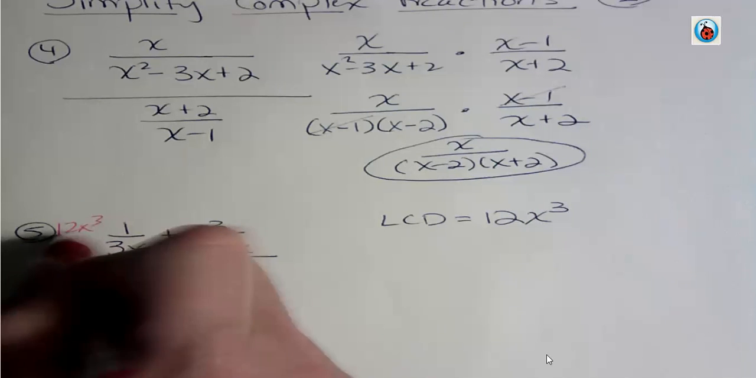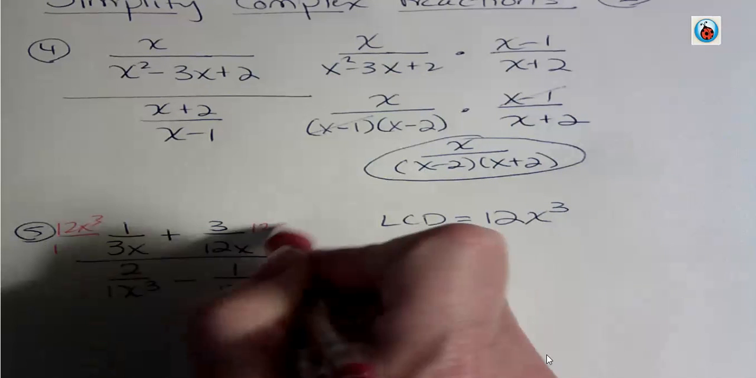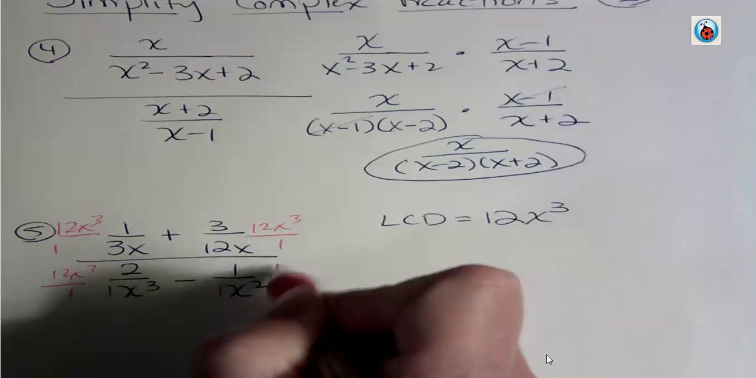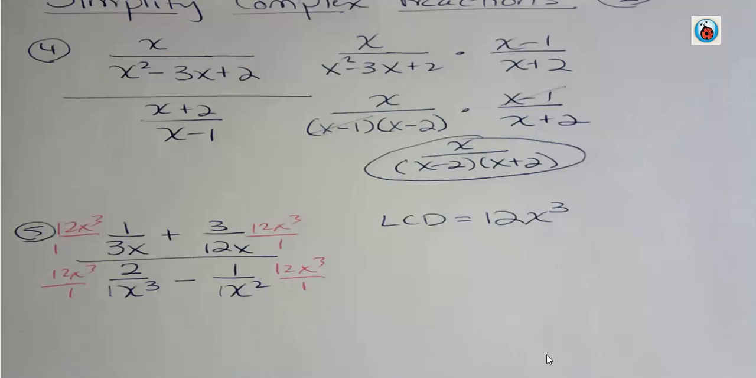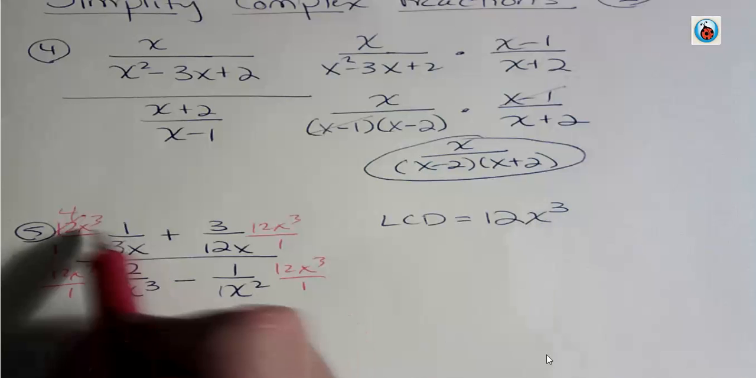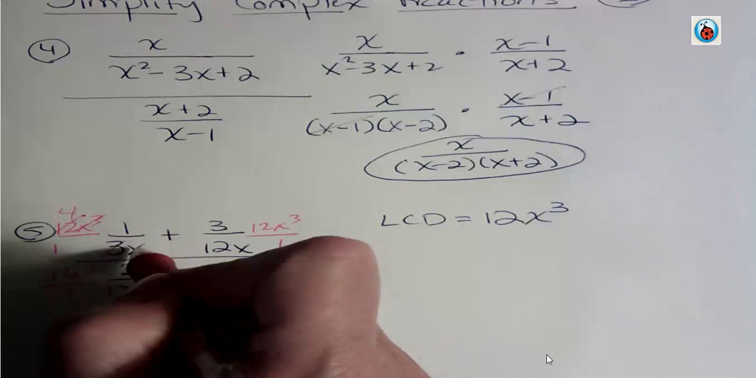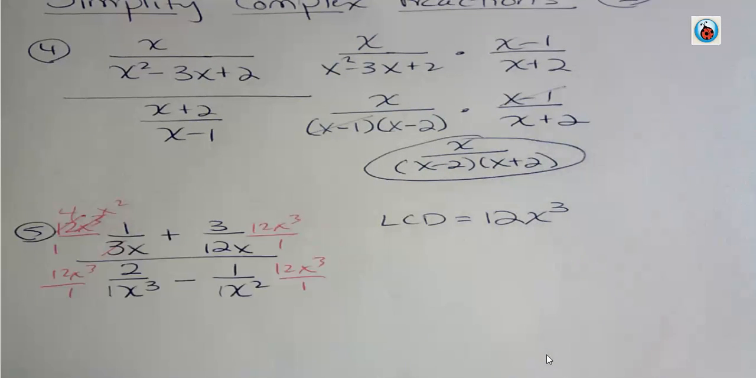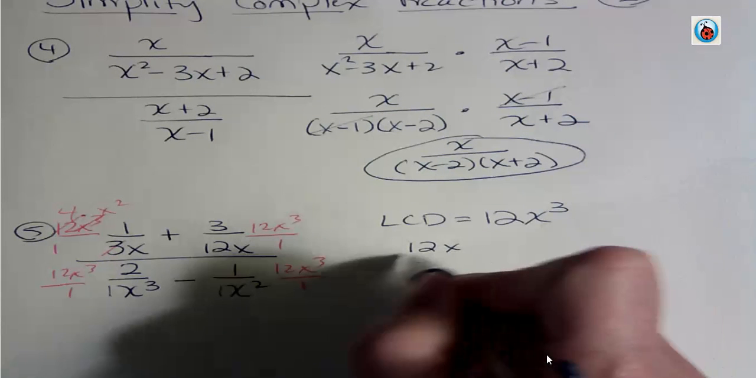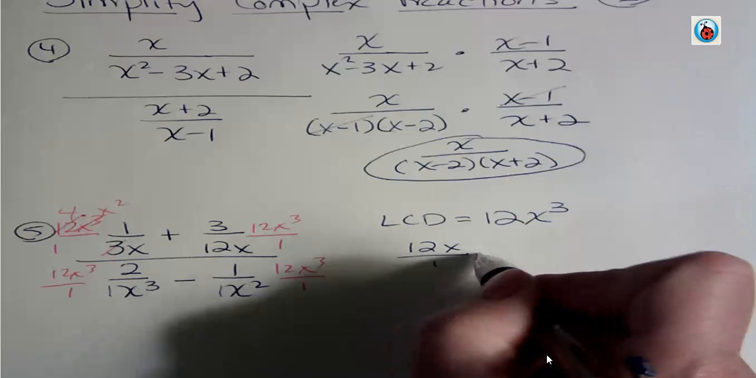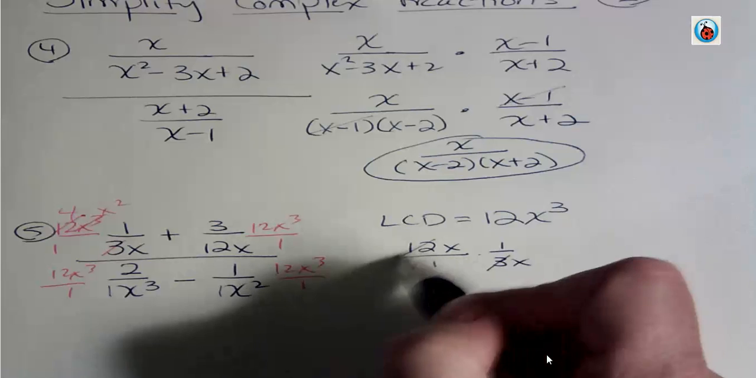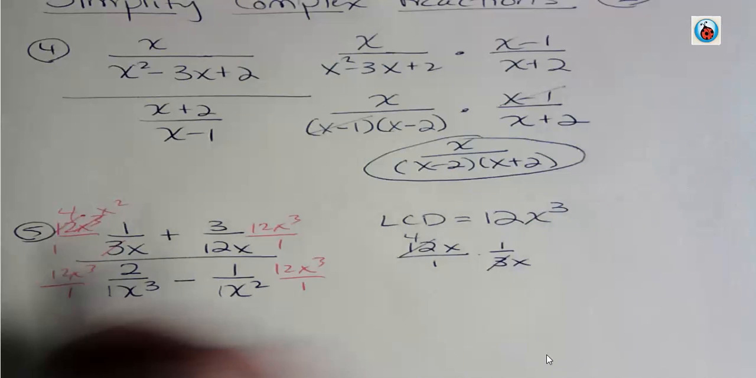If I multiply by 12x to the third, then I have 3 goes into 12 4 times. X goes into x to the third. I can take one of those x's and have 2 left. So if you're having trouble seeing that, you can write it off to the side. You have 12x over 1 times 1 over 3x. 3 goes into 12 4 times. That's where I get the 4, right?